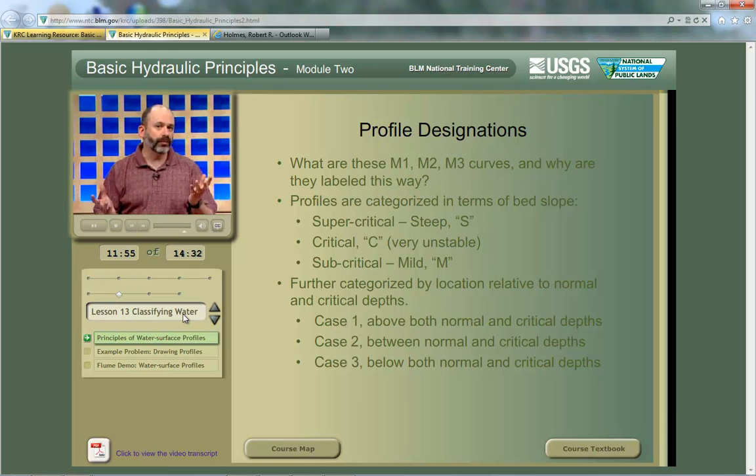Now, what are these M1, M2, M3 curves, and why are they labeled that way? Well, profiles are categorized in terms of the bed slope. If we have a supercritical slope, we call that a steep slope, and we put an S in front. If it's a critical slope, we put a C in front. But understand that a critical slope is a very unstable situation and doesn't happen very often in nature. If it's a subcritical slope, we call it a mild slope, and so we use an M in the front. And then we further categorize by the location relative to normal and critical depth. Case 1 would be above both normal and critical depth. Case 2 is between normal and critical depth. And case 3 is below both normal and critical depths.